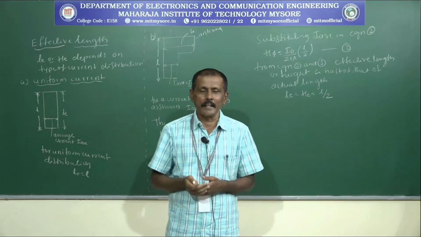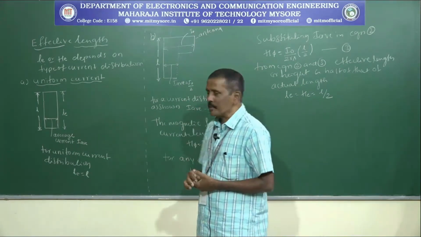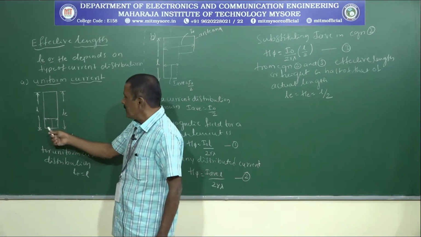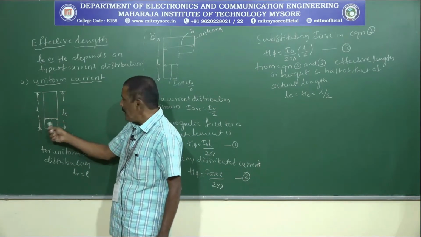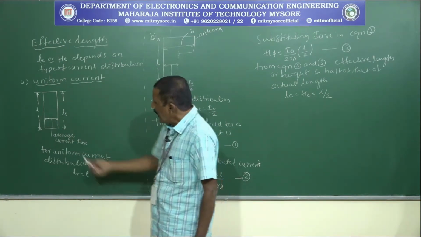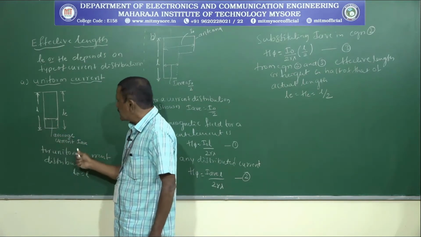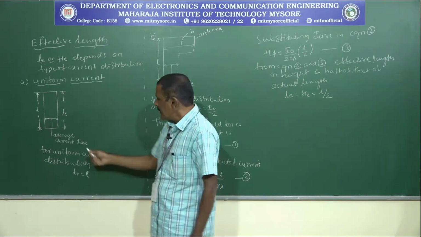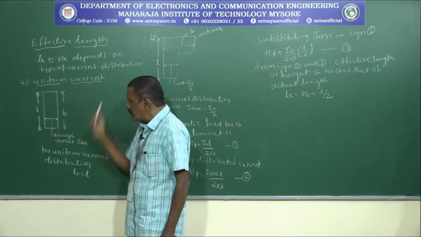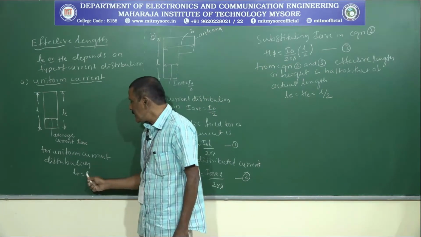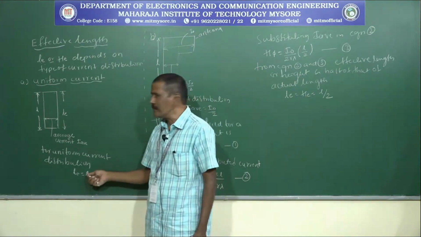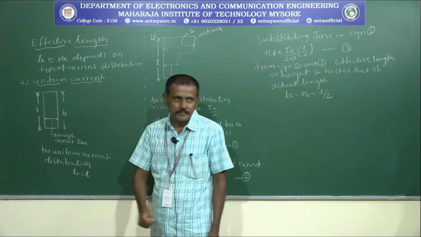Let us see the first case, uniform current. If the current is uniformly distributed in the antenna, then this is the actual length of the antenna and this is the effective length of the antenna. Here the average current flowing through this antenna is I average. For this uniform current distribution, LE equal to L, that is, effective length is equal to the actual or physical length of the antenna.